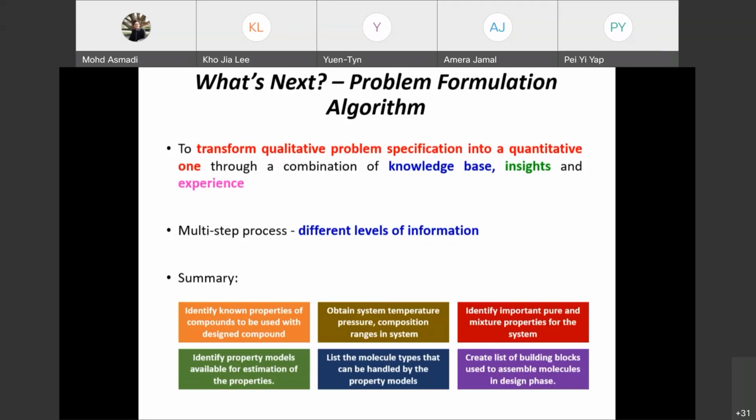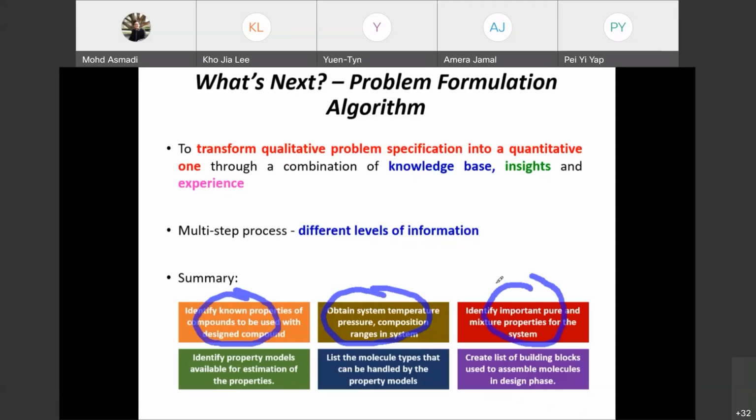First, we have to retrieve the known properties of the component compounds to be used in the design. Second, we have to obtain the system temperature, pressure, and compositions for the compounds in the system. And third, we have to extract the list of relevant pure component and mixture properties from the knowledge base. This is step number 3.